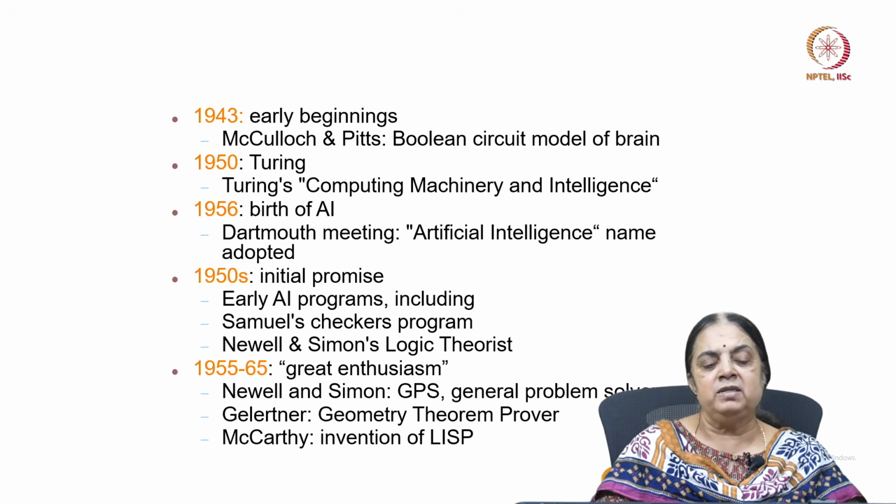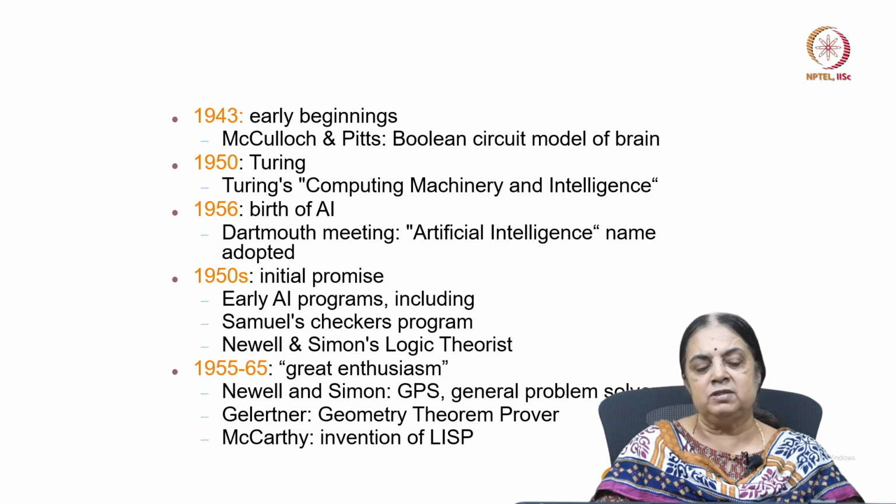Okay, so you find that you can say the early beginnings was somewhere around 1943. Okay, so you have the McCulloch and Pitts model. Okay, so that is like the Boolean circuit model of the brain. Okay, so that is where actually you could call them the early beginnings. And in 1915 you have the Turing machine. So Turing machine is now the first starting of computers basically.